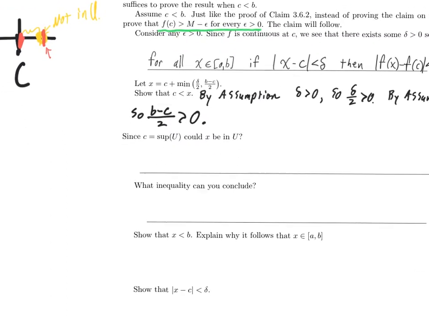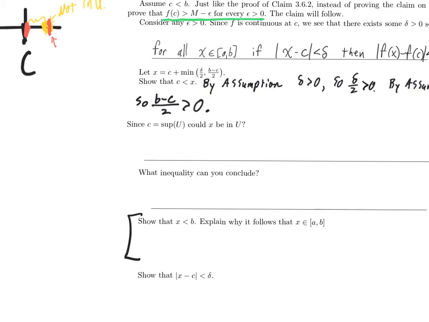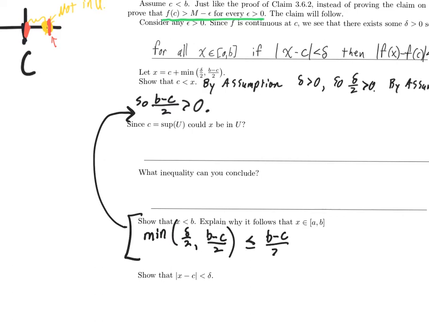And I'm going to edit the notes, I think I want to do this next. Let's explain why x is less than b. There's an error right now, but it will be fixed in the typeset notes that you'll be looking at. So notice the min of delta over 2 and b minus c over 2, that quantity is certainly less than or equal to b minus c over 2.